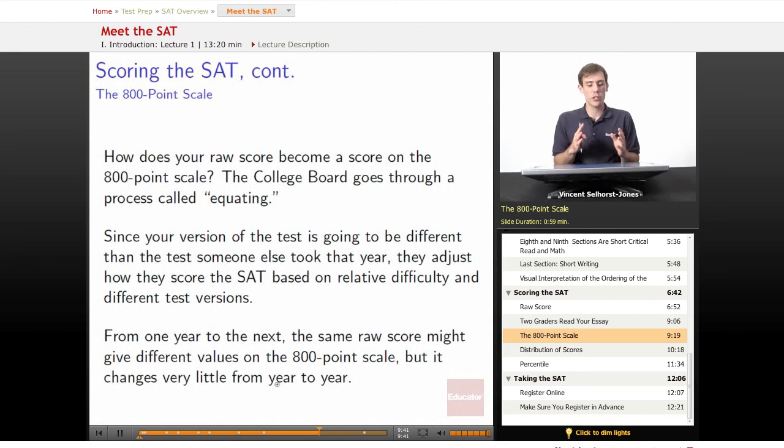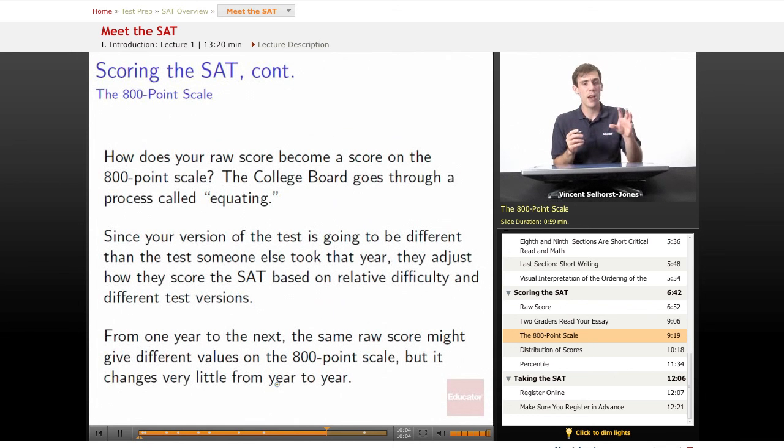So what they do is adjust the score of your SAT based on its relative difficulty compared to other ones, and also different test versions. They're going to make it so that your test specifically connects to the broader tests that everyone has taken. From one year to the next, the same raw score might give different values on the 800-point scale, but we're talking very slight variations.